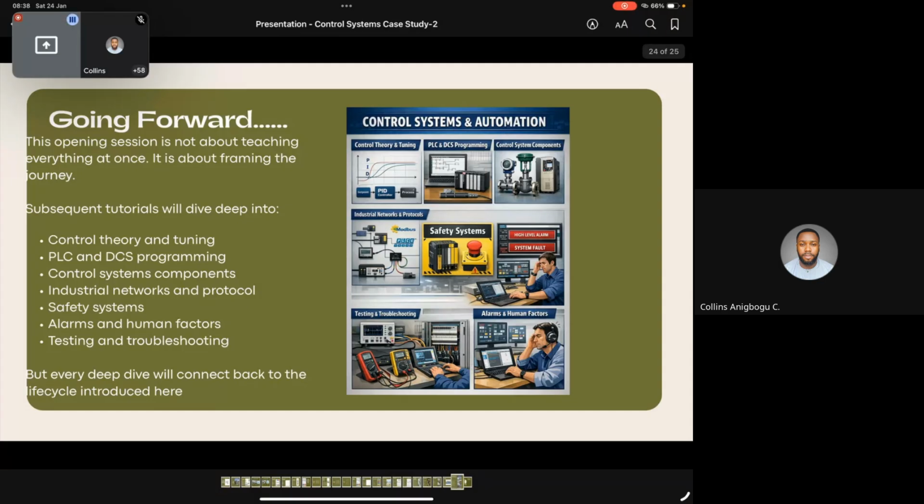So the goal is that every deep dive will connect back to the life cycle we introduce here. The simple goal or vision for our engagements this year is to connect the abstract aspects of automation and control systems with practical realities.